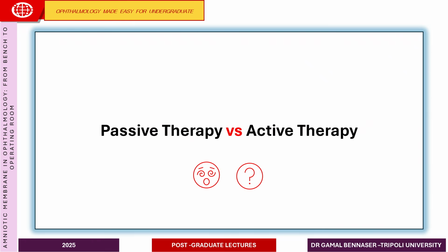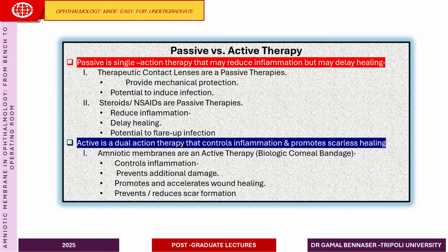Now, by studying the amniotic membrane and the vast application of this membrane in different types of diseases, sometimes you feel that there is a contradiction between the roles. For example, when it acts as anti-inflammatory as well as promotes healing and is also anti-fibrotic. So this phenomenon of the amniotic membrane elicits a new concept which is known as passive therapy versus active therapy. What's the meaning of passive therapy as compared to active therapy?